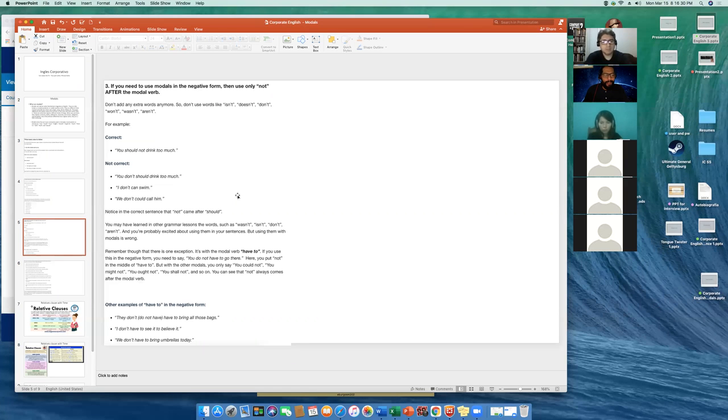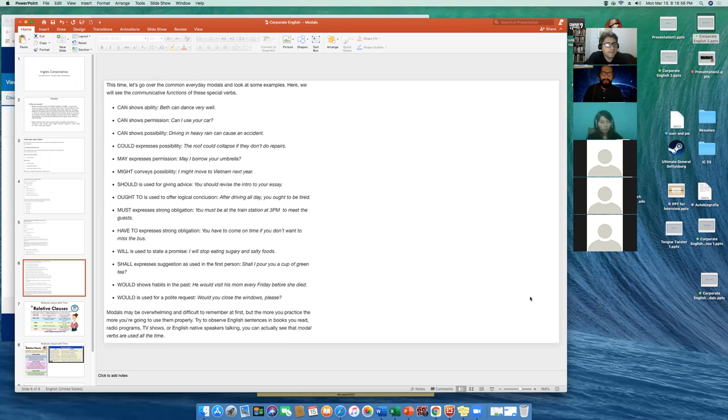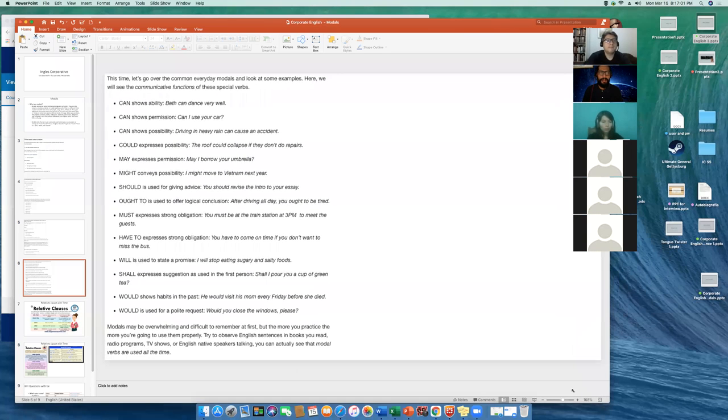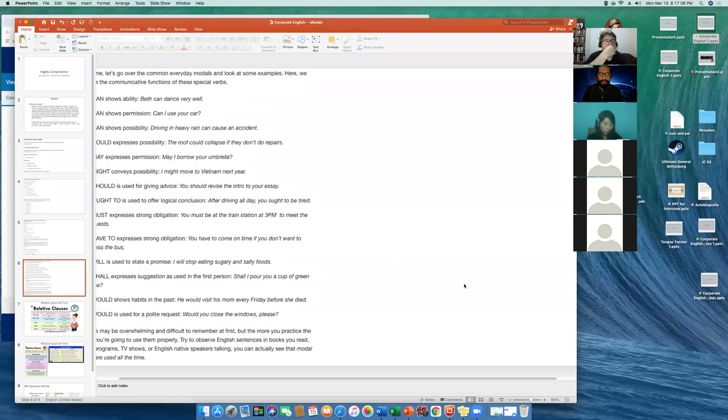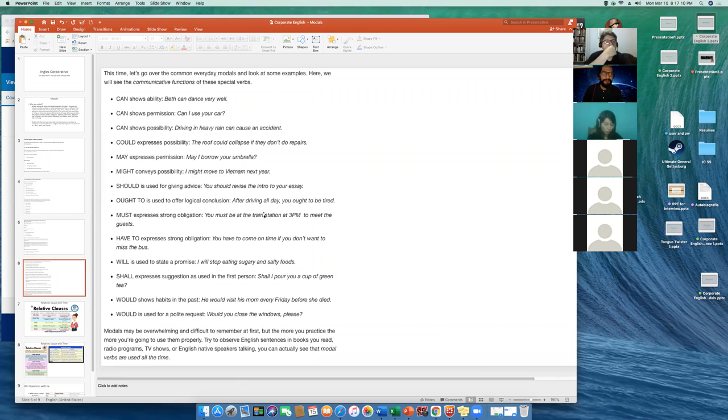Okay. So there are other examples of have to in the negative form. They don't, do not have to bring all those bags. I don't have to see it to believe it. We don't have to bring umbrellas today. And so these are good examples when you guys are using the words have to. All right. And now the good part, right? Best part. Here they are. These are all the modals that we see. I'm going to make it a little bit larger and then I'll just scroll.